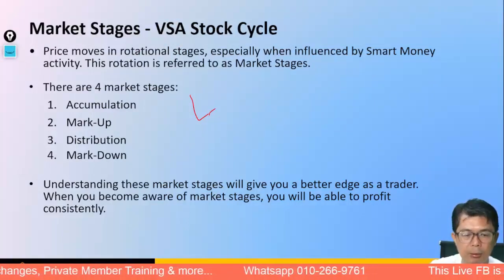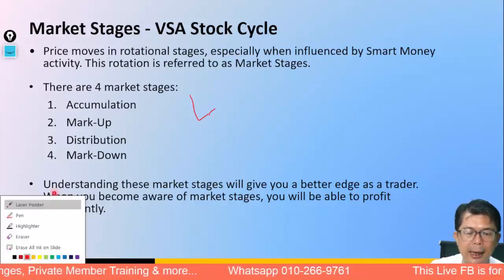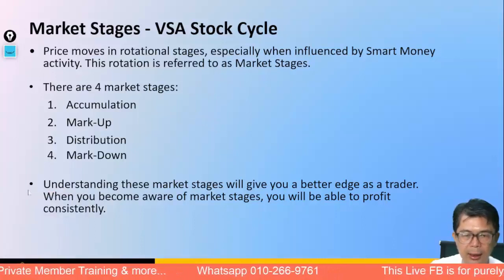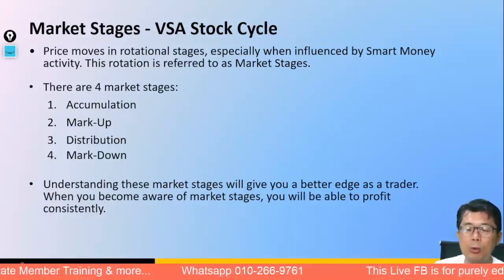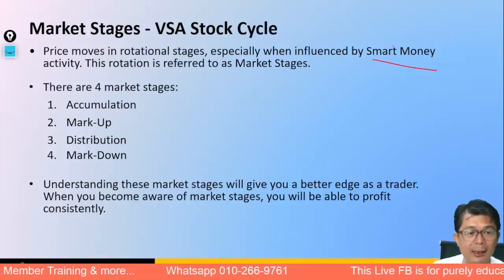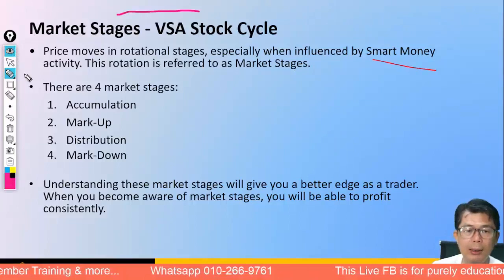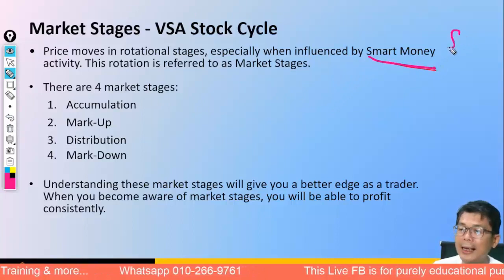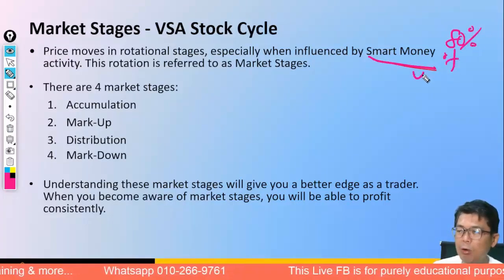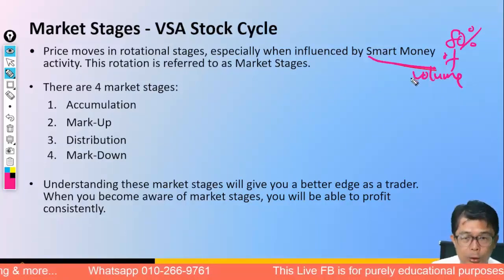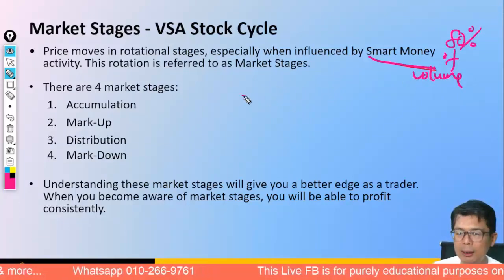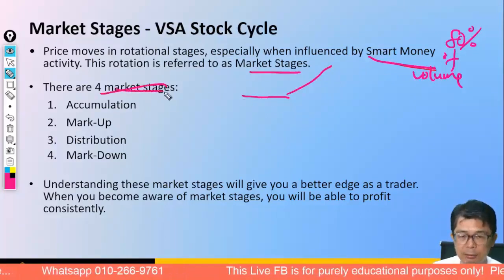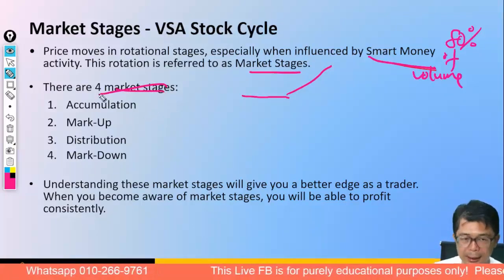When they do, they actually give you some sort of a hint. It moves in a rotational way and is influenced by smart money, a term that was coined by Tom Williams in those days, because they say that smart money controls almost 80% of the volume. So they will know when to push up the stocks, and those rotations, whether they move from one stage to another stage, are called market stages. There are 4 market stages in here, very important. You always see me mentioning it again and again.